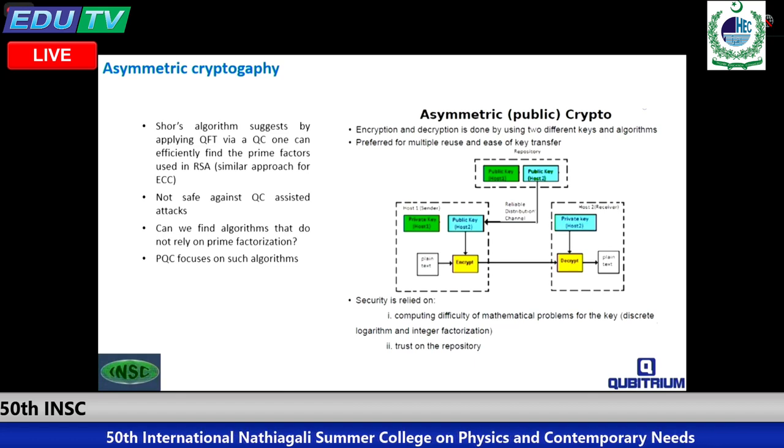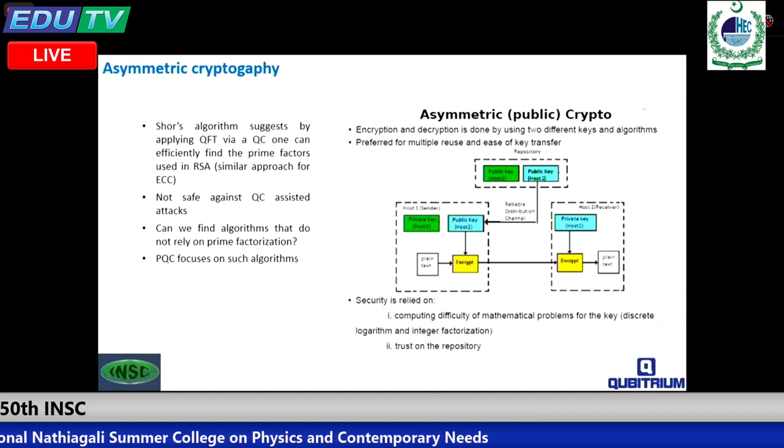Therefore, the commonly used RSA and elliptic curve cryptography, the asymmetric protocols, are not safe anymore. So then the problem is, how can we deliver the keys to legitimate users? So the question is, can we find some algorithms that do not rely on prime factorization, so that quantum computers cannot be used for finding the prime numbers? That is the field of post-quantum cryptography.